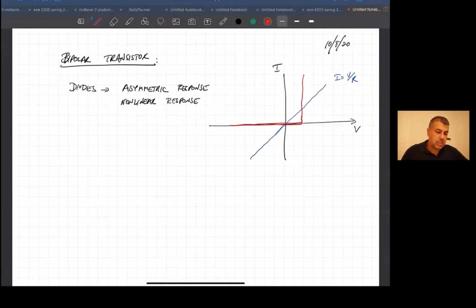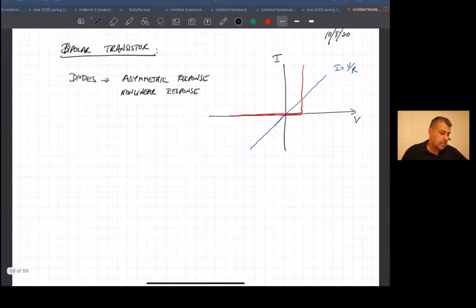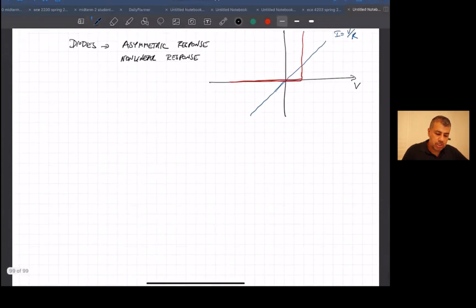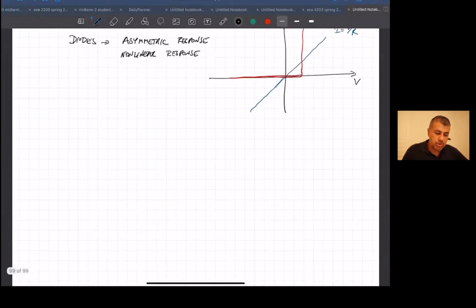So the next tool we're talking about is the transistor. We're going to talk about two types of transistors in the class. Today we're going to talk about bipolars, but the two main types of transistors are bipolar and MOS transistors.